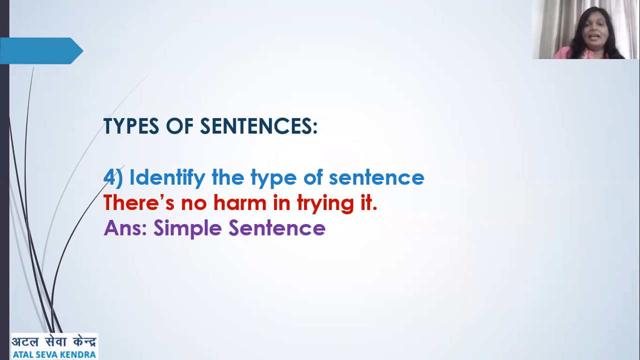Types of sentences. Identify the type of sentence. There is no harm in trying it. It is a simple sentence. Let us learn more about the three different types of sentences.